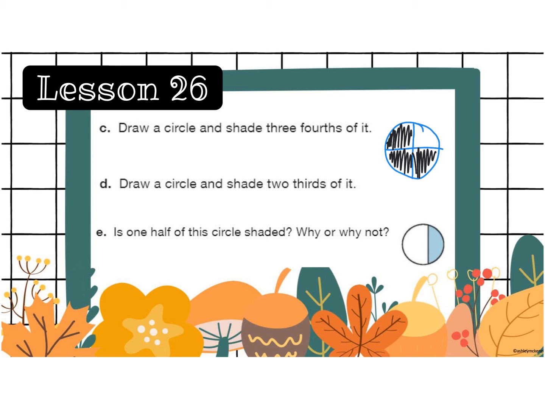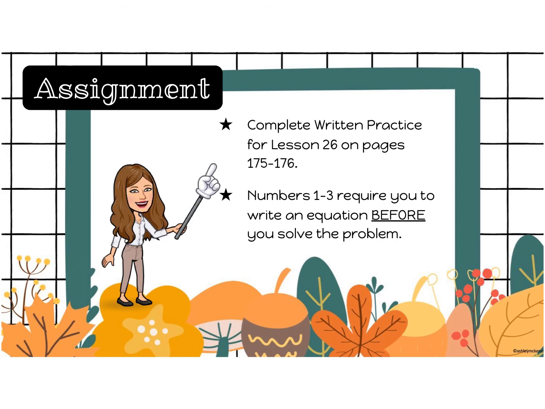And then draw a circle and shade 2/3 of it. It's kind of like this, sort of. You have to do your best to draw a circle and split it into 3 equal parts. Sometimes that's kind of tricky. And I want to shade 2/3 of it. And then the last one is 1/2 of this circle shaded. No. Why? Because it's not exactly half, it's uneven. Very good. That's all for our little mini lesson.